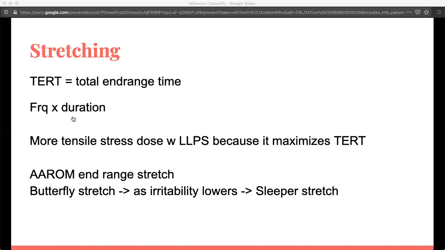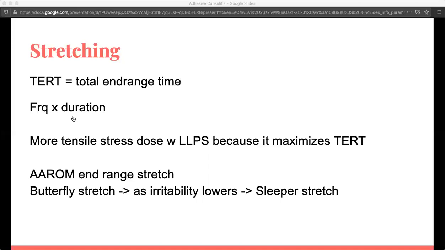All right, so let's talk about how much to stretch. Not every person will stretch the same amount, the same duration. For stretch exercises, there is a phenomenon called TERT, which is the total end range time. So how long is your patient holding that end range position in total? Let me give you an example. TERT is frequency multiplied by duration. So how often do they do that? That's your frequency, and how long they hold it is your duration.